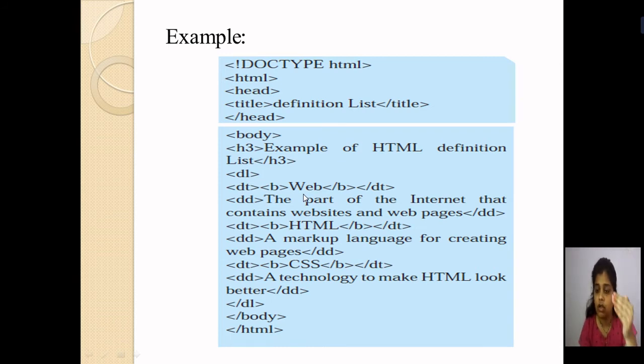Now for the content, I want to write the definition of web. So next I have taken the DD tag. Are you all getting when to use DT and when to use DD? When you are defining the term, at that time you will use DT, whereas when you are writing the definition for that term, you will use DD. So I have used DD and I have written the definition: the part of the internet that contains the websites and web pages. This is my definition of web. Once my definition is completed, I have closed my DD tag by using /DD. This was my first definition of the first term.